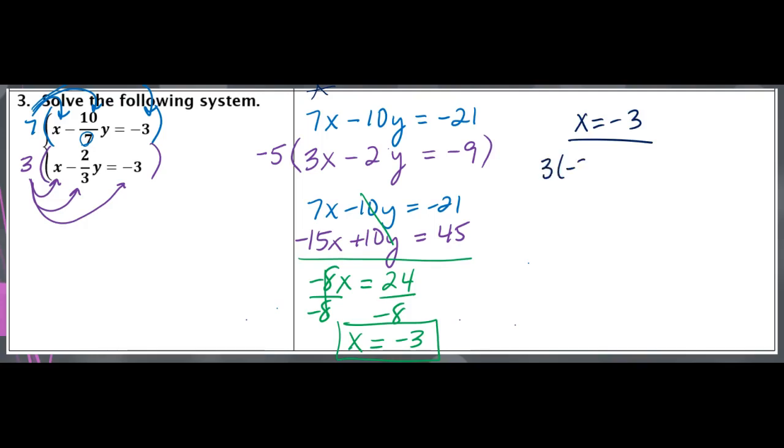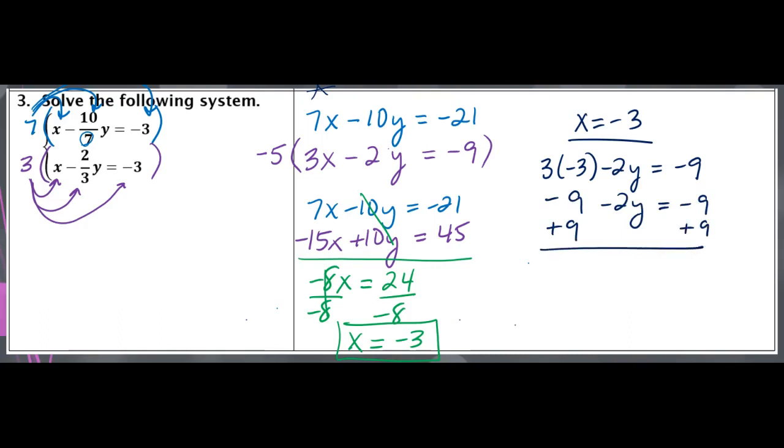So it would be 3 times negative 3 minus 2 times y equals negative 9, which would be negative 9 minus 2y equals negative 9. Add 9 to both sides. So you'd have negative 2y equals 0, and if you divide by negative 2, your answer is still 0. So the final answer to this question would be the ordered pair negative 3, 0.